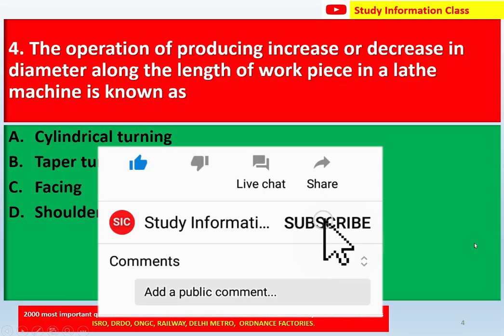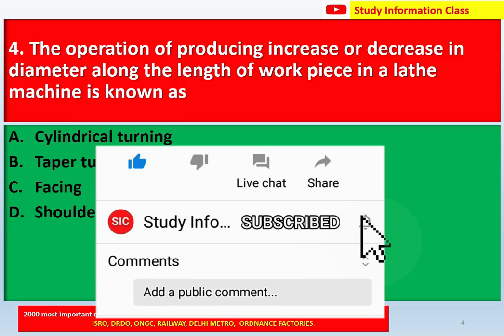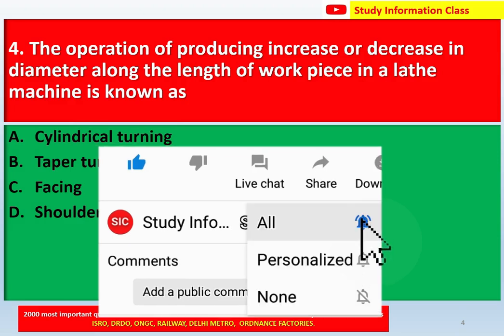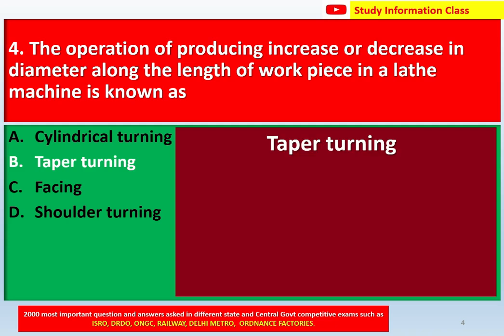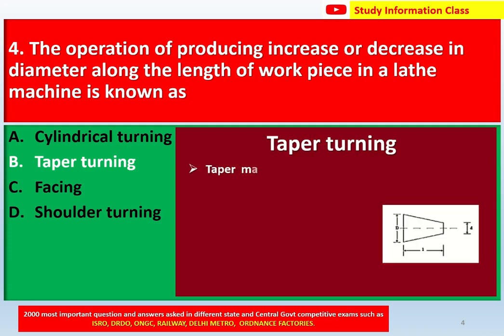So next question, the operation of producing increase or decrease in diameter along the length of workpiece in a lathe machine is known as option: cylindrical turning, taper turning, facing, shoulder turning. The correct answer is taper turning. So this is a taper turning.